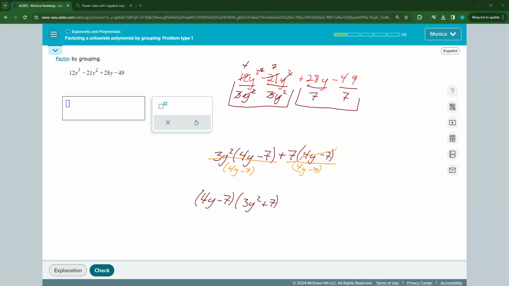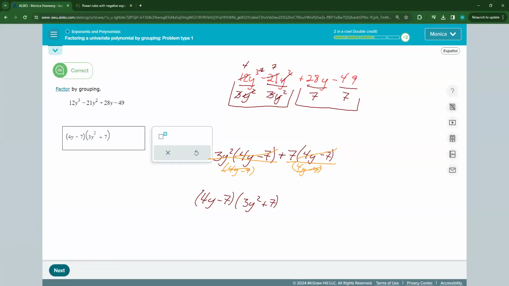Okay, you get to use fewer steps as you get used to all of the stuff. But if you ever get confused, you can always go back to writing all the steps out. So this is going to be parentheses 4y minus 7. And the other parenthesis is 3y squared plus, oops, I'm still up there. I didn't go down. Plus 7. Check my work.